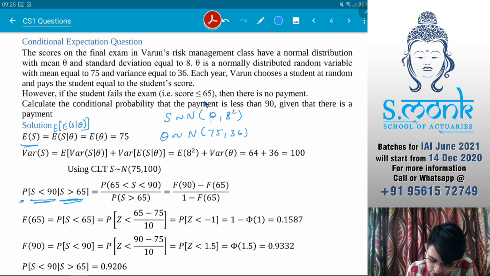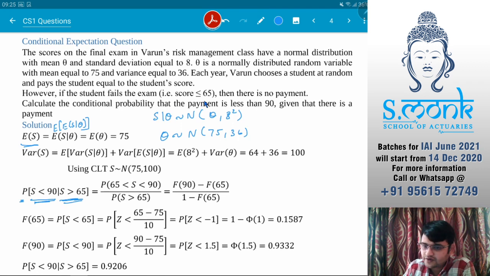Now remember, this score will be following normal distribution only if theta is a constant value. So therefore this is nothing but S given theta. For a given value of theta only it will be following a normal distribution. So expected value of S given theta becomes theta and variance becomes 64. And expected value of theta would be 75, variance of theta would be 36.